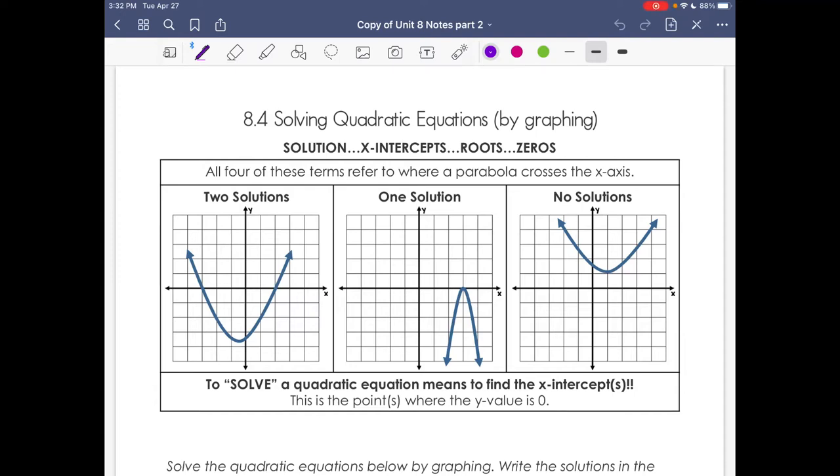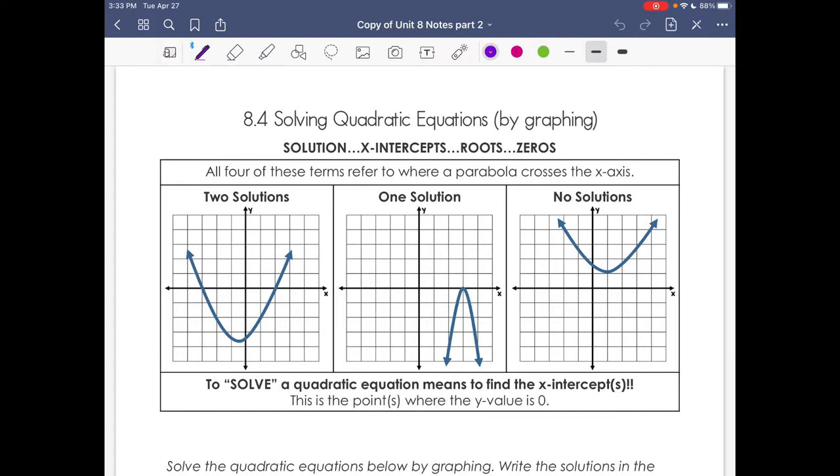This lesson is about solving quadratic equations by graphing. So we're going to learn several ways to solve a quadratic equation, and this is the first way. We've already been solving or graphing quadratic equations, and so now we're just going to pick out the particular part that solves it.